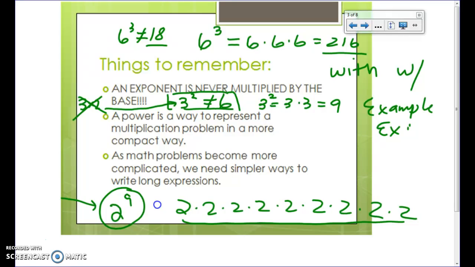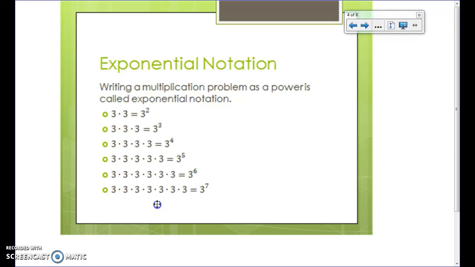Looking at this next part here, we call this exponential notation. What it means is we're just going to write these long expressions in a shorter, more compact way. So the exponential notation of 3 times 3 would be 3 to the second power, or we have 3 two times. 3 to the third.